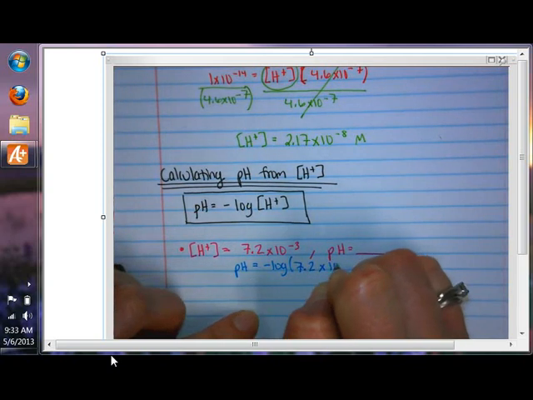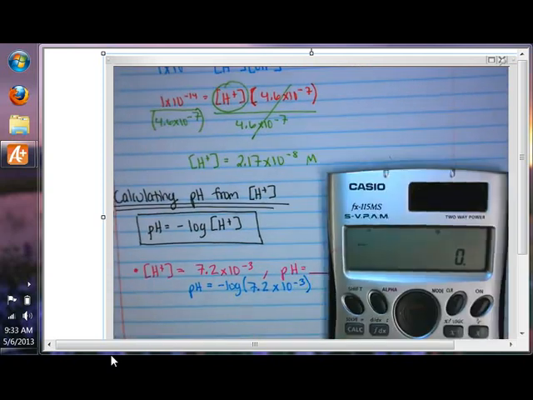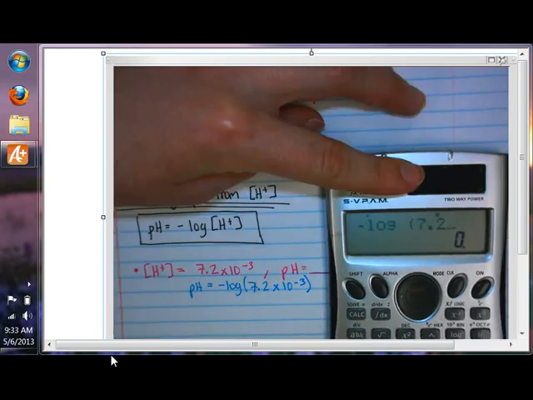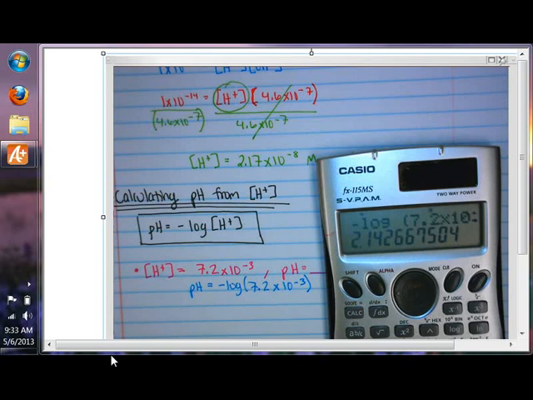So this is how you work it with my calculator. So I would put negative log, open parenthesis, 7.2 times 10 raised to the negative 3rd, close parenthesis. And there's my pH. The pH is 2.14.